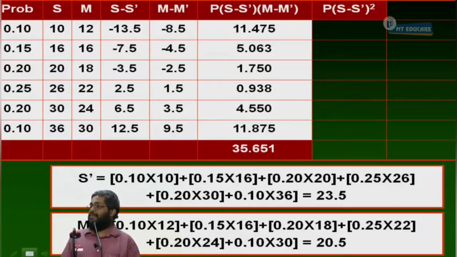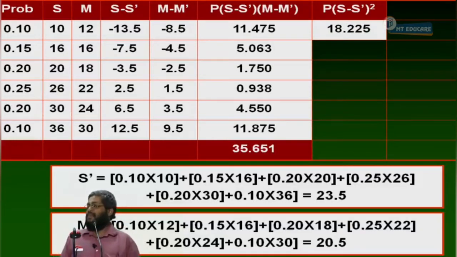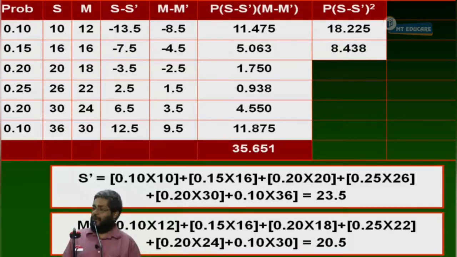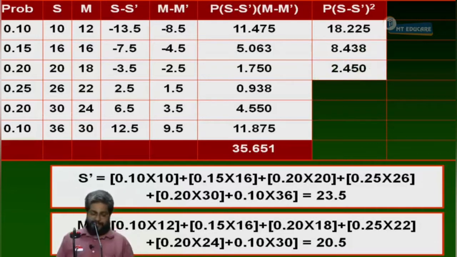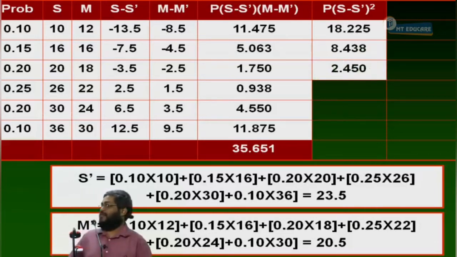13.5 into 13.5 into 0.1. Tell me what is P into S minus S bar the whole square? 18.225. Everybody, even if you don't do it, at least tell and write. What into what into what? 7.5 into 7.5 into 0.15. 3.5 squared into 0.20. 8.438, 2.450. Tell me the next number.